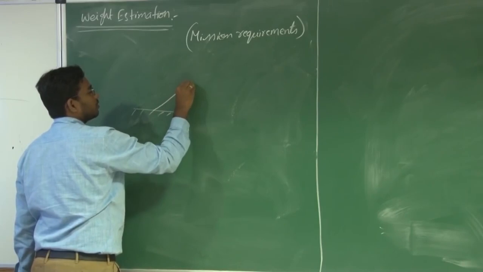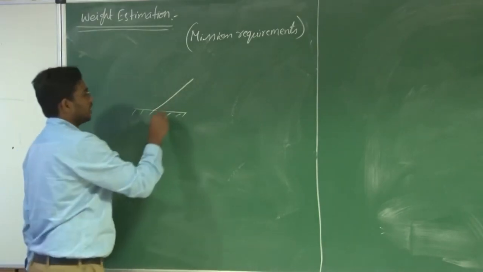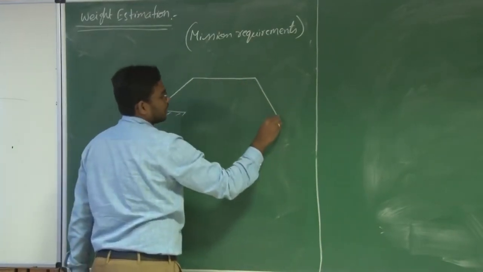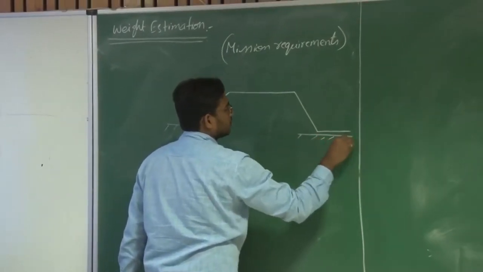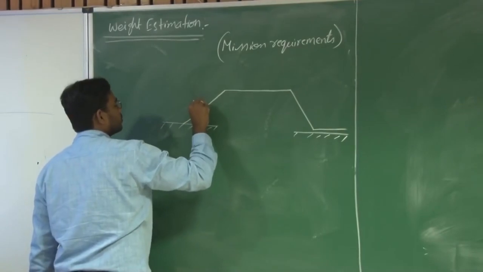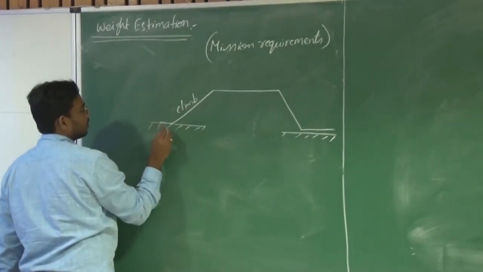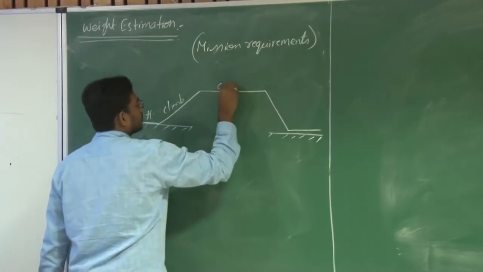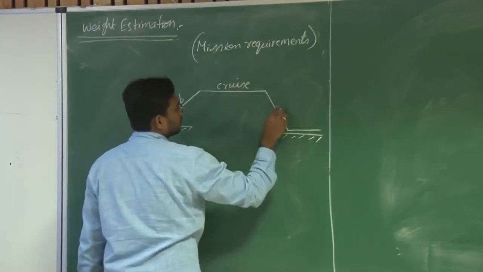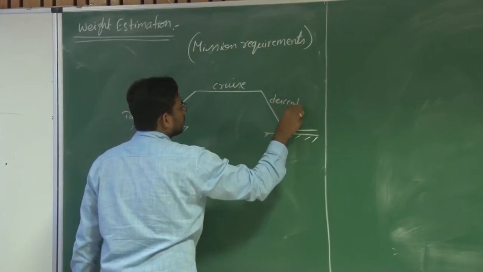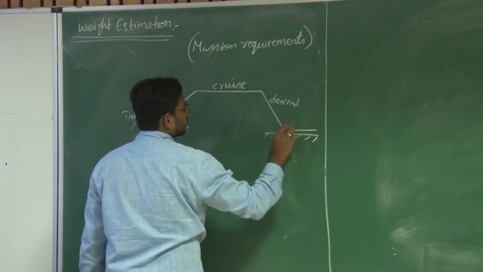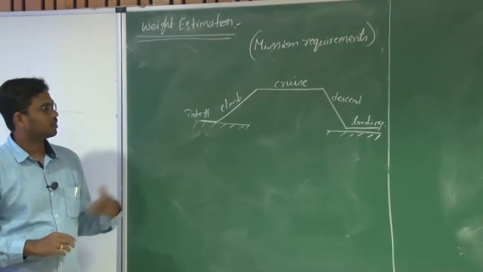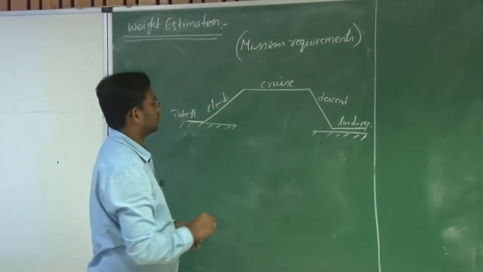Say, again going back to the mission profile. It has to climb to a certain altitude, either it has to cruise to a different location and land. In some cases you also have takeoff. So there is takeoff, climb, cruise, descent or glide, approach and land.